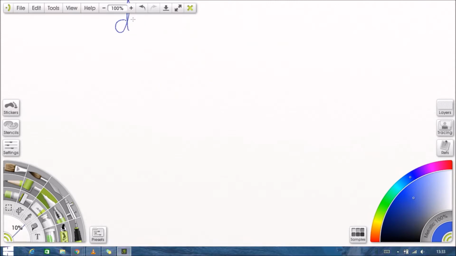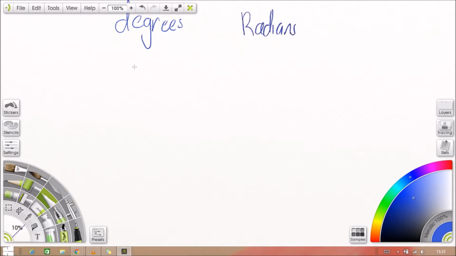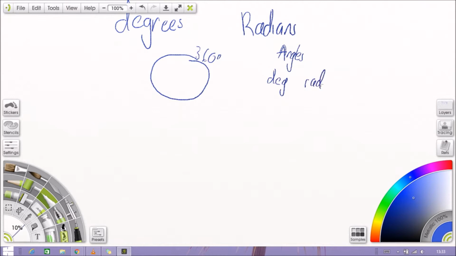Right. Next thing we'll look at is degrees and radians. We all know there's 360 degrees inside a circle. Degrees are just a unit of measuring angles, and so are radians, just the same. Now, degrees and radians, deg and rad, written like that on your calculator, will help you change between the two different functions. I think the function key on most calculators will get you there.